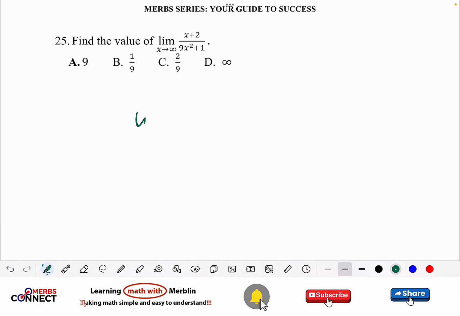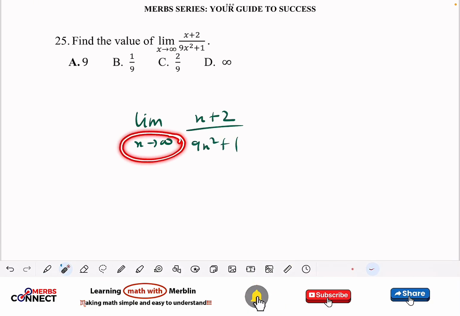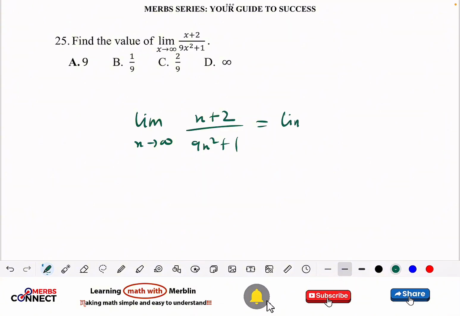This question, I love it. X is approaching infinity. X plus 2 divided by 9x squared plus 1. Anytime you are taking a limit as x is approaching infinity, you pick the one that dominates. So the top, x will dominate 2. The down, 9x squared will dominate 1.